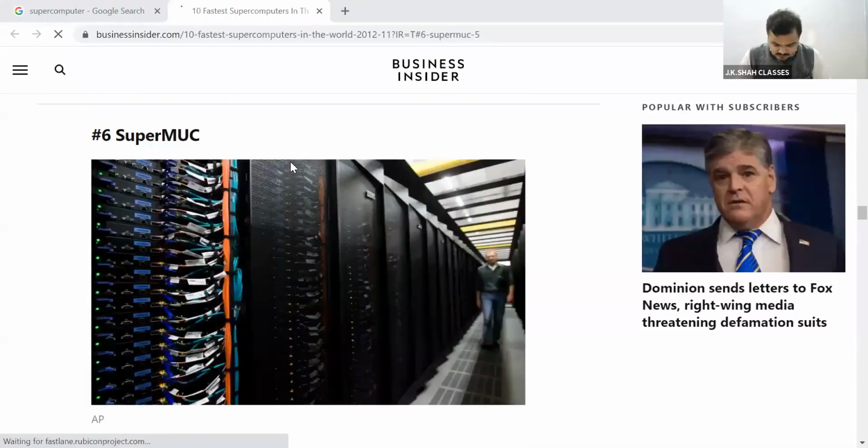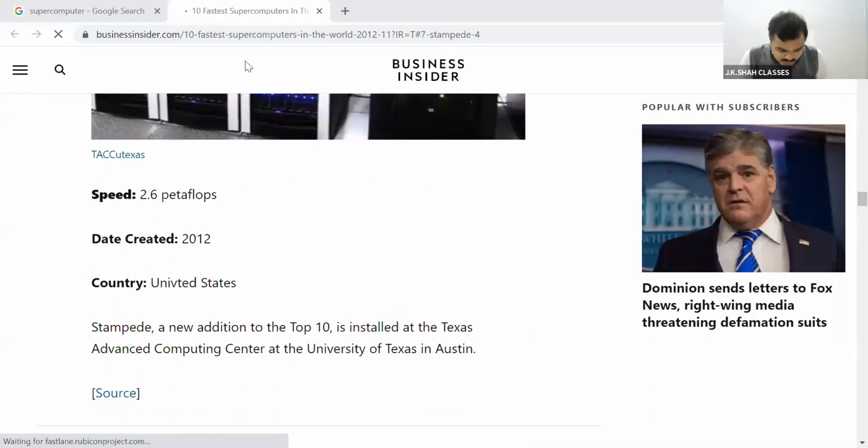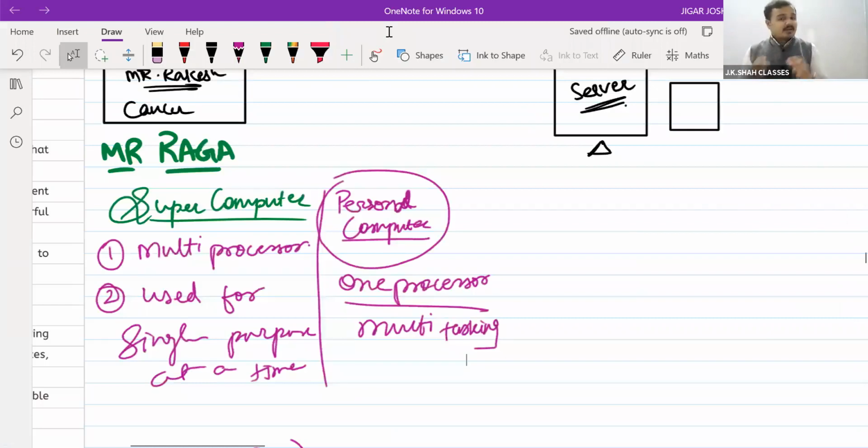See this. Sir, we understood how a supercomputer looks. Are you clear with this? Yes, sir. Any doubt? No, sir. Let's continue our journey. So, how much space is needed for a supercomputer? At least one tennis court.